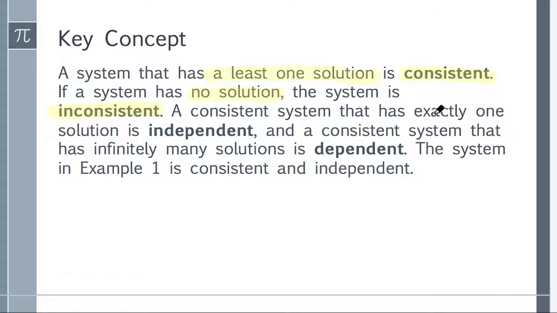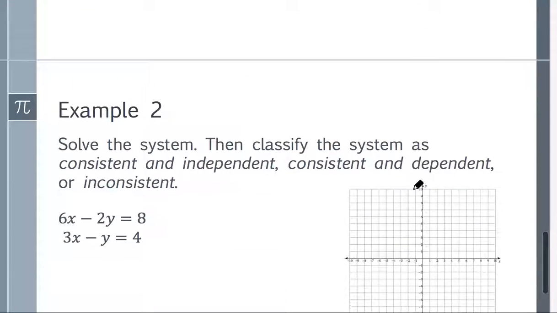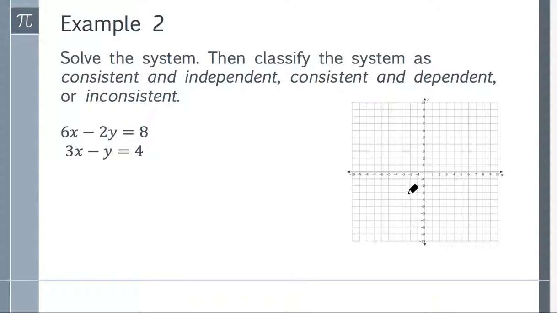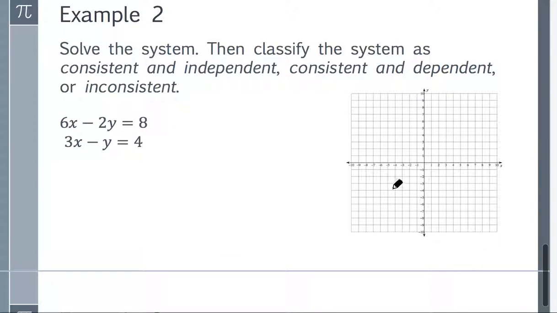If a consistent system has exactly one solution, it's independent, whereas if it has infinitely many solutions, it is dependent. Okay? So what we've been working on in example 1 was an example of a system that is both consistent and independent. All right, let's try example number 2. Solve the system, then classify the system as either being consistent and dependent, or inconsistent. We have the system 6x minus 2y equals 8 and 3x minus y equals 4.